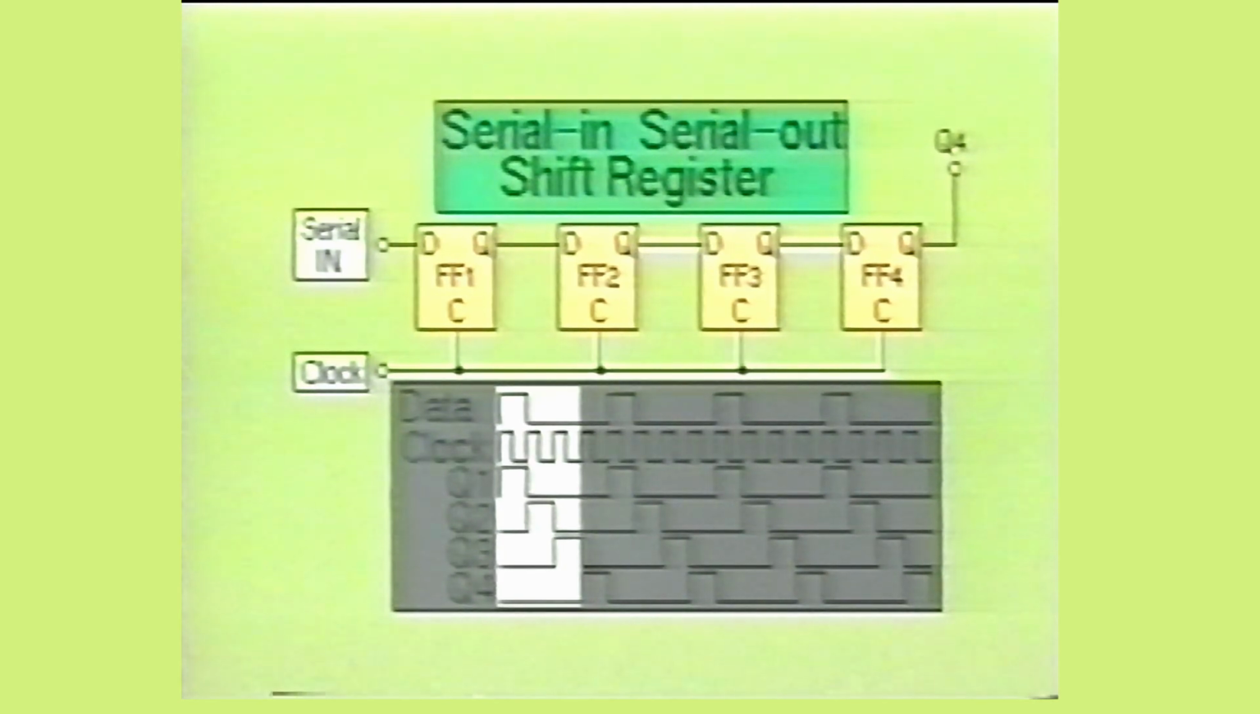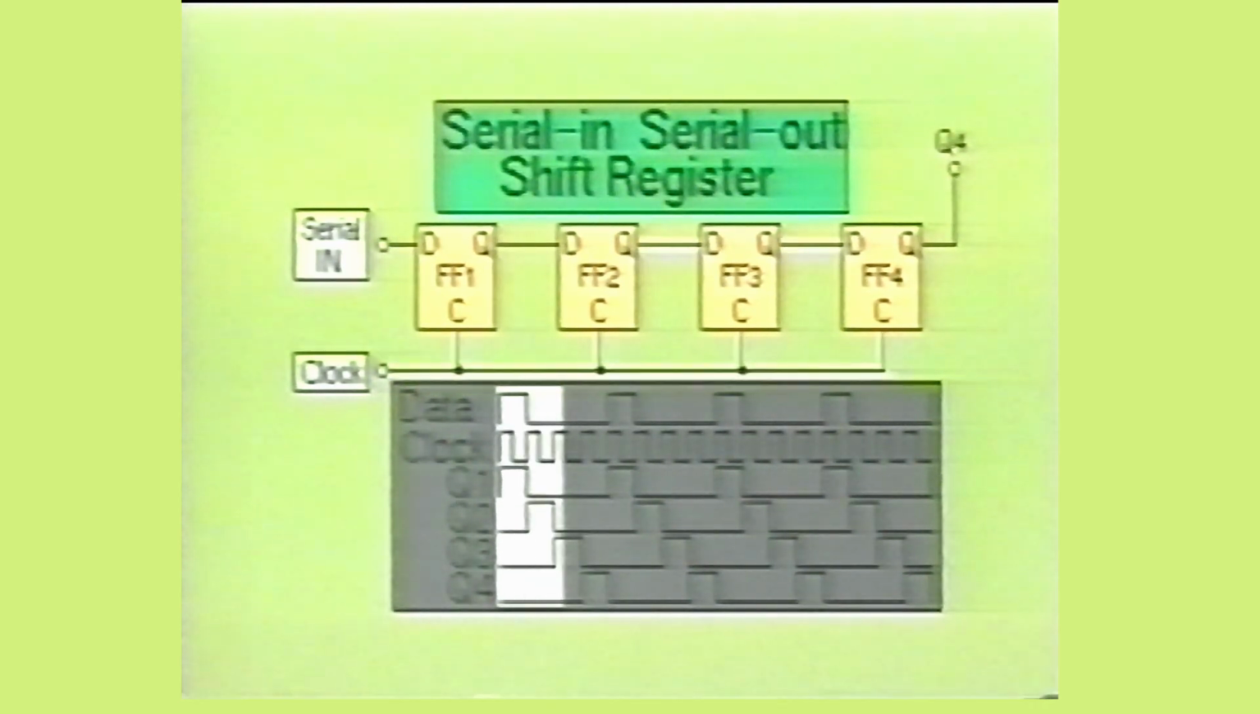The third clock pulse results in a low at the data inputs of flip-flops 1 and 2 and a high at the data input of flip-flop 3. This results in the output of flip-flops 1 and 2 going low and the output of flip-flop 3 going high. And when the fourth clock pulse arrives, flip-flops 1, 2, and 3 will output a low and flip-flop 4 will output a high.